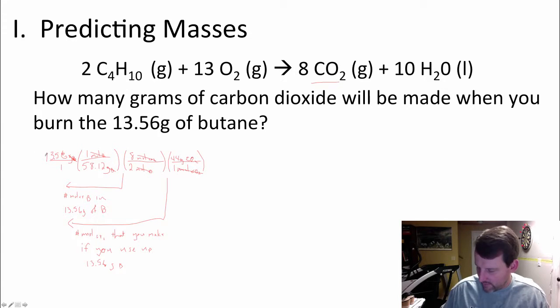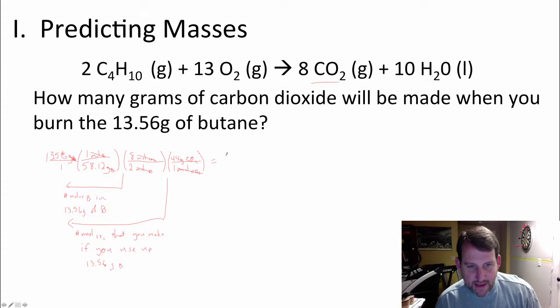Now to do this math, we again start with the 13.56. We do the next numbers on bottom, so we divide 58.12. And then we multiply because the 8's on top, so times 8 divided by 2. The 2's on bottom, so we divide. And the 44 is on top, so we multiply. Times 44.